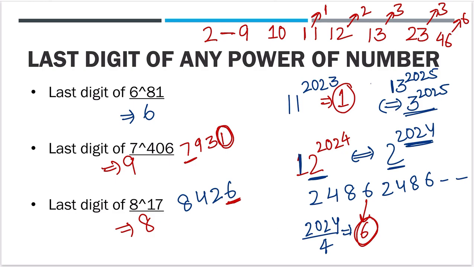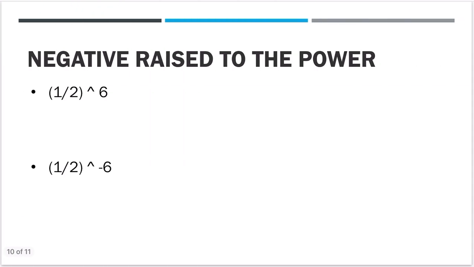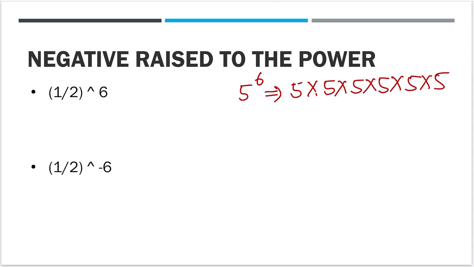Now we have covered the last digit of any power of a number, right? Now moving on, this is our next topic and the last topic for this video. In the next video, we are going to do a few PYQs from these topics as well as from the topics we have already covered in the last videos, right? Now, as I have already told you, 5 raised to power 6. What is 5 raised to power 6? It's nothing, just 5 multiplied 6 times. I hope this is clear. 5 multiplied 6 times, right?